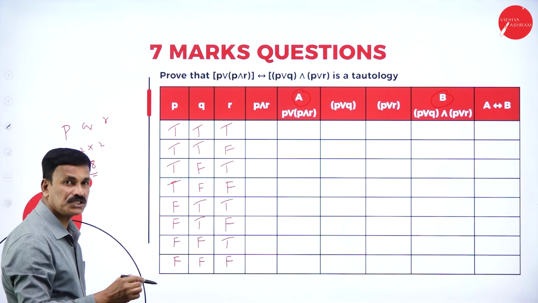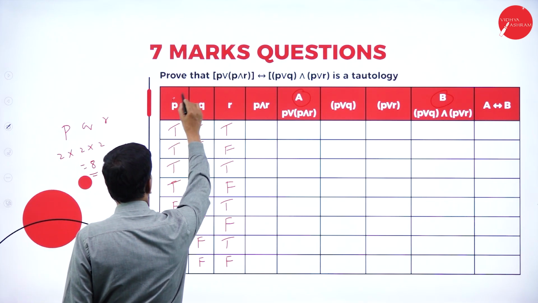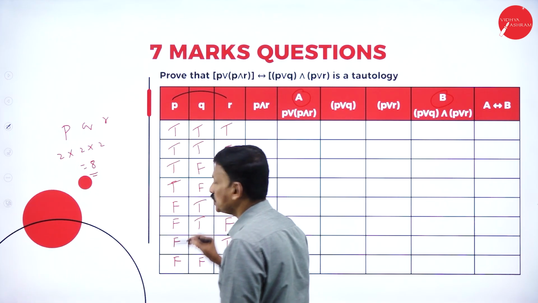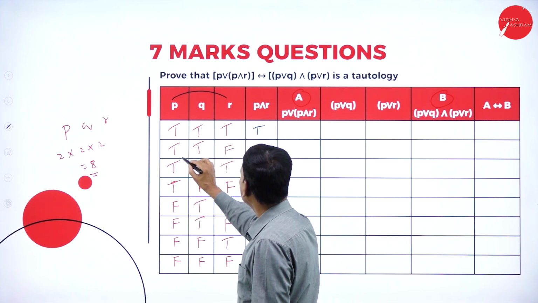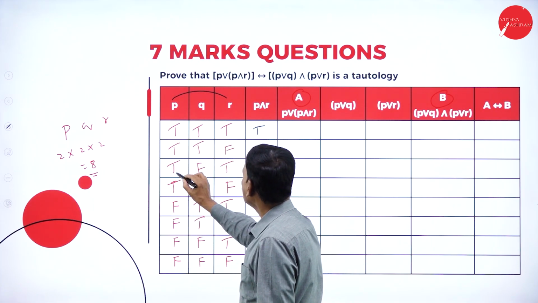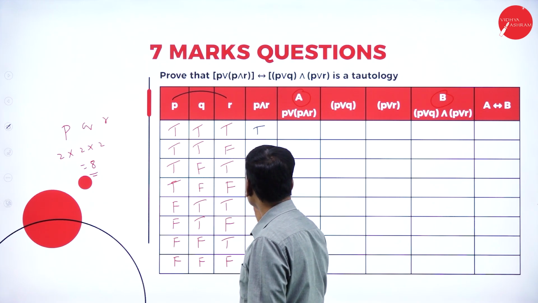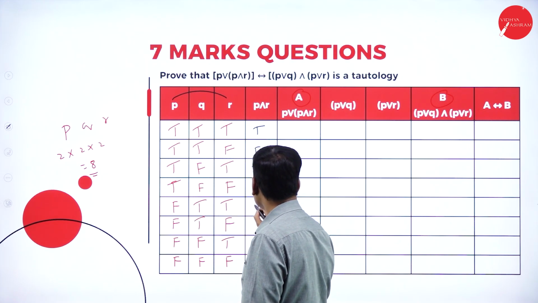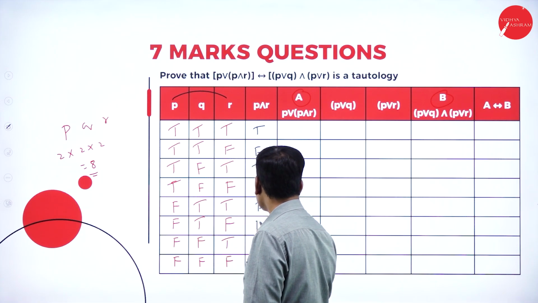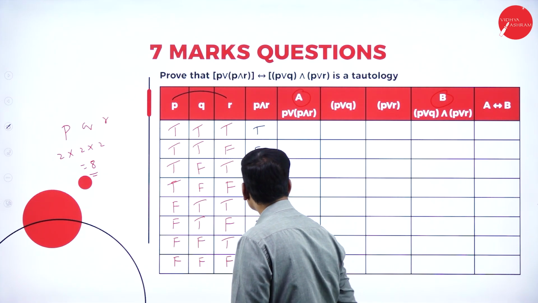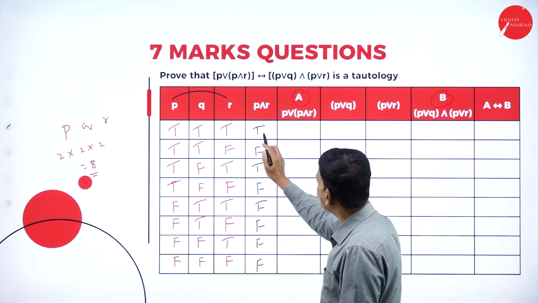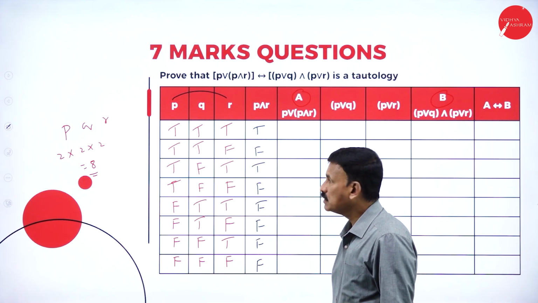Now, P conjunction R. Conjunction is true and true is true. In all other cases, it is false. True and true is true. True and false is false. True and true is true. True and false is false. False and true is false. False and false is false. False and true is false. False and false is also false. So, that is the conjunction for P and R.